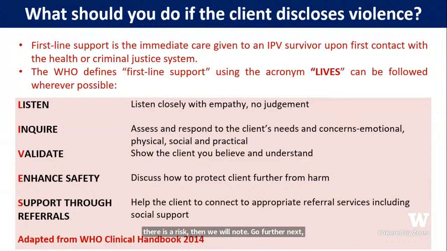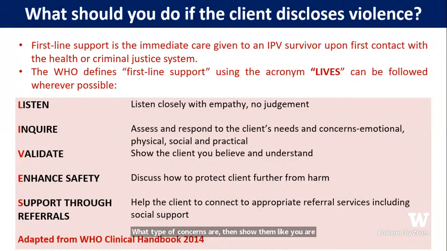But if the risk is there and the partner of the index case has reported some sort of intimate partner violence, our work will not stop there. We need to know more about what type of violence this is. Is it physical, social or emotional threat, which is the concern of the client? There is something known as first line support, with the acronym LIVES. We will try to understand more by listening closely with empathy without any judgments, inquire more about their concerns and what type of concerns they are, then show them you are listening to them and you believe what they are saying.